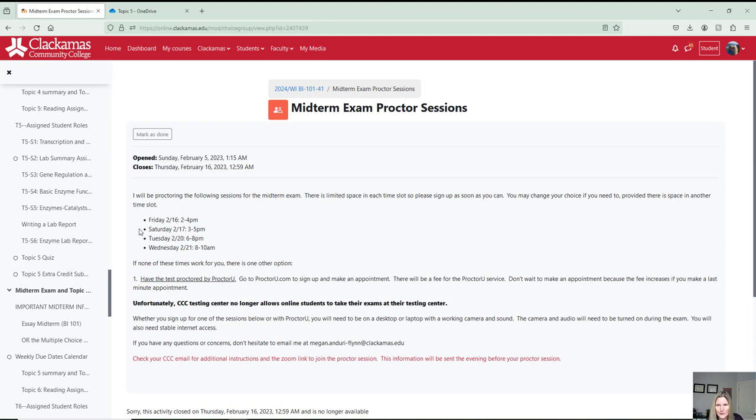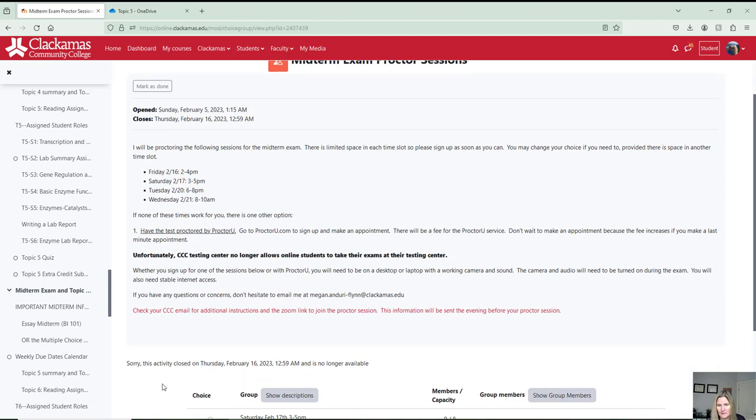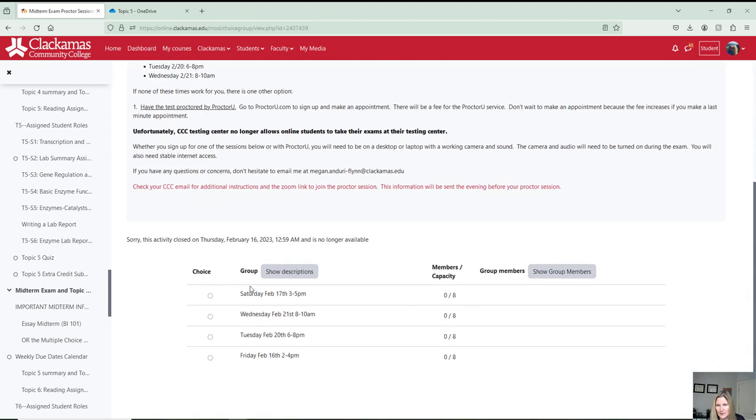So we have those 4 times available. This week, take a look and see what works best with your schedule, and then you'll just sign up. You'll just click the button. It's not open right now, so I can't click anything, but you can choose one of these, and then you'll see how many people have already signed up. Generally, if there is a time where I end up with too many students, it's hard for me to keep track of everybody at the same time. So I might have to deny a student for that time frame. So try to sign up early for that.